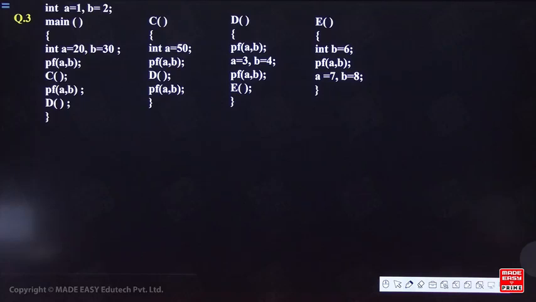I will reveal the answer in the last, because if I keep on shouting, others will get disturbed. So I am maintaining silence. Yes, it's a very big output because so many printfs are there. Yatin Singh, yes, output is too big. Is it correct? Yes.